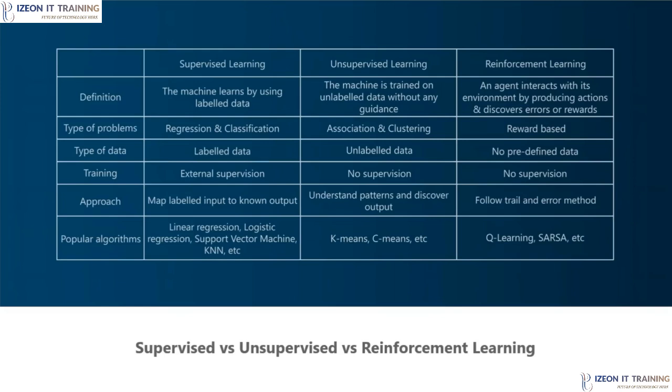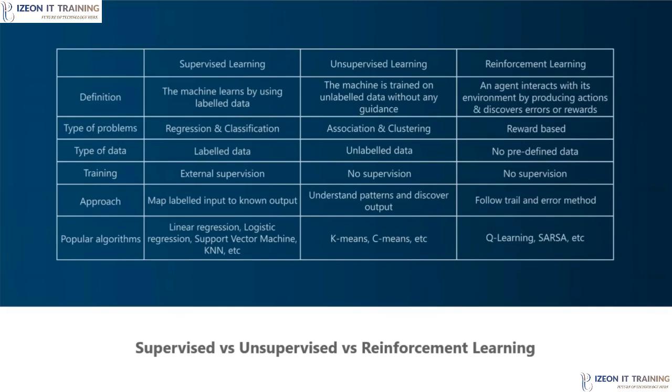Now, what is the approach to solve problems by using supervised, unsupervised, and reinforcement learning? In supervised learning, it is simple. You have to map the labeled input to the known output, right? The machine knows what the output looks like. So you're just mapping the input to the output. In unsupervised learning, you're going to understand the patterns and discover the output. Here you have no clue about what the input is, right? It's not labeled. You just have to understand the patterns and form clusters and discover the output.